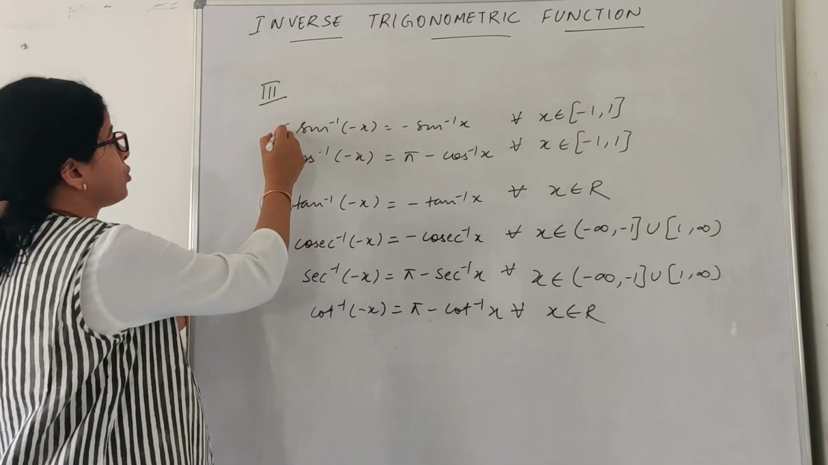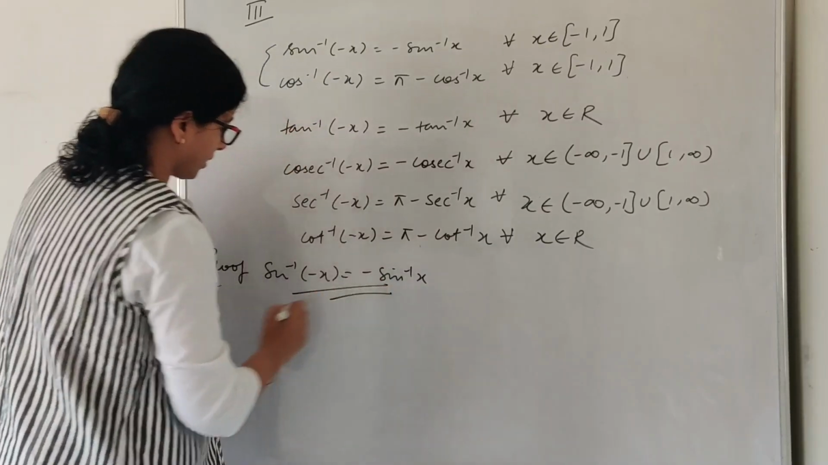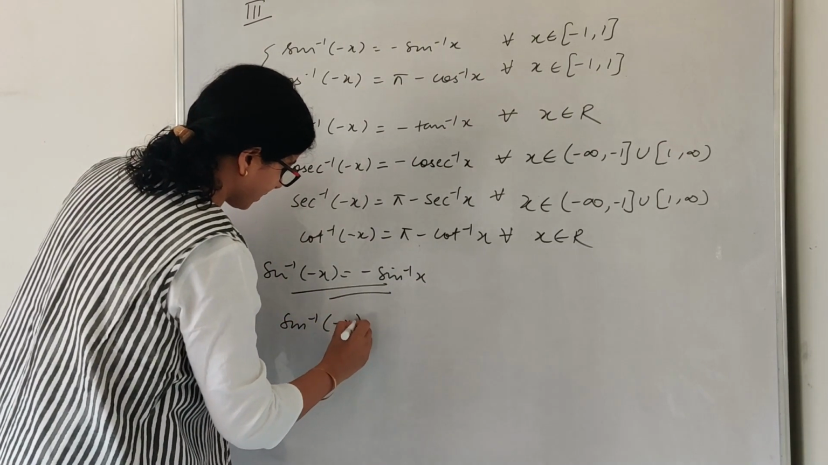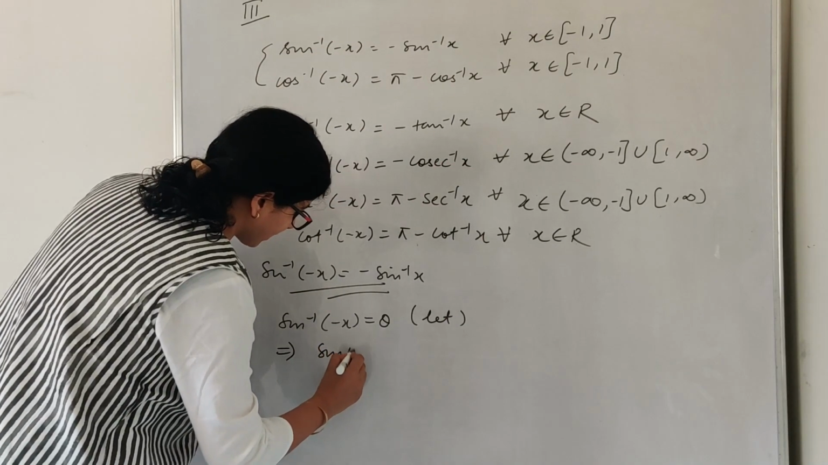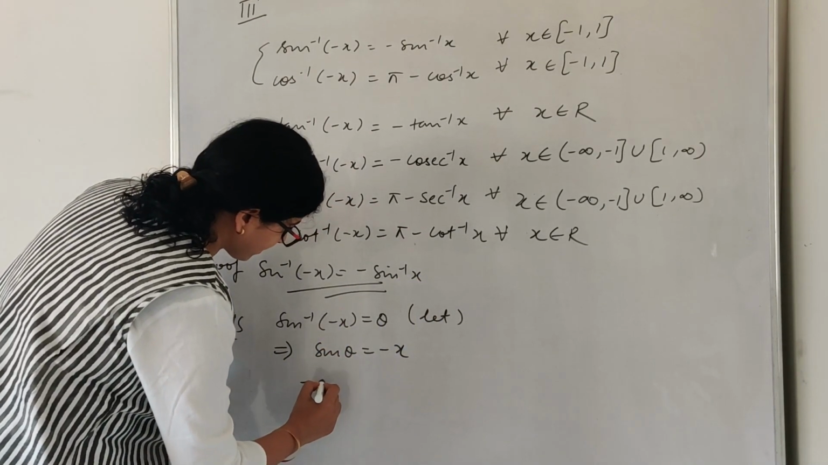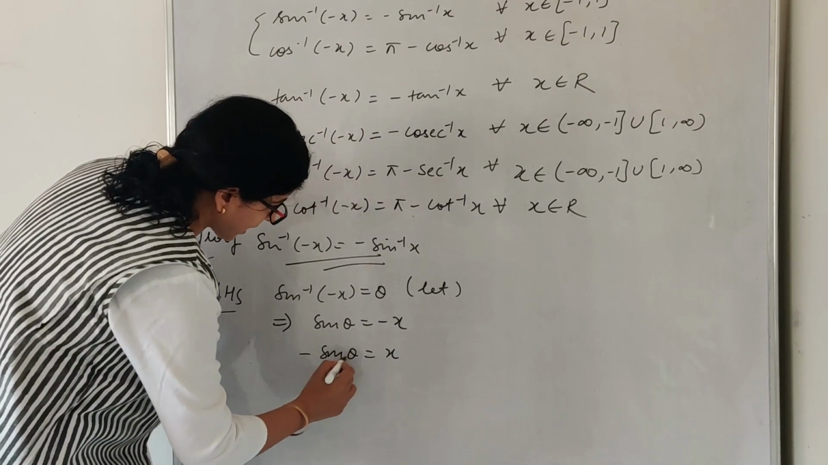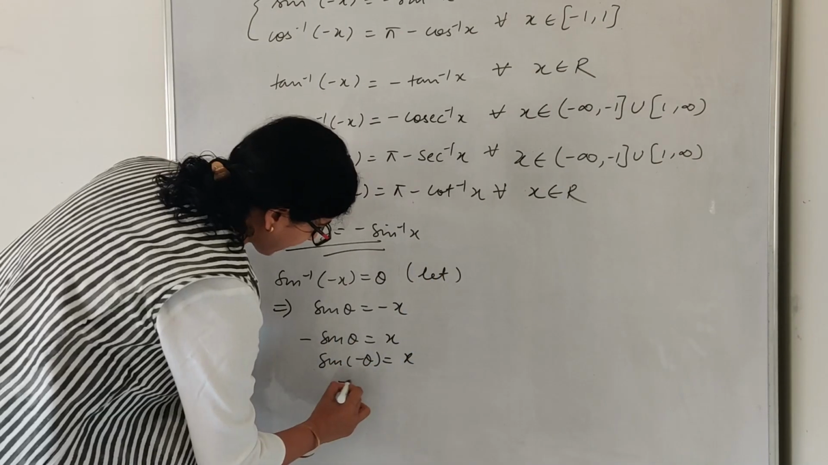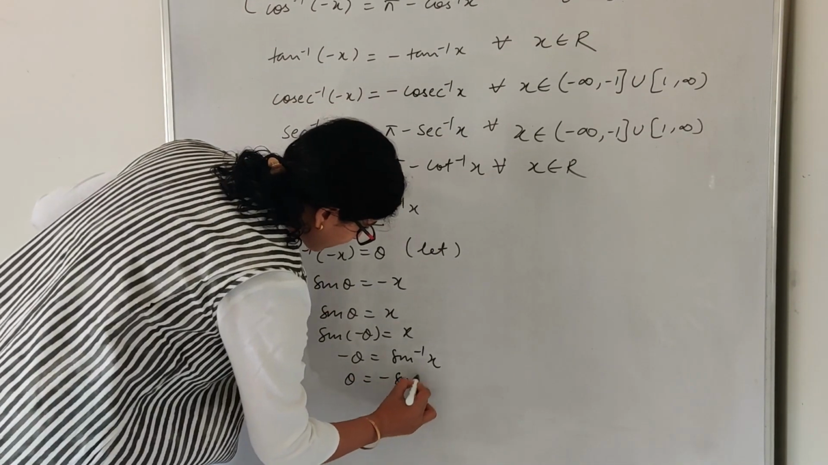Now I'll prove the first two properties. Similarly, we can prove the other properties. So we have to prove this part. I am taking the left hand side. Sine inverse minus x equals theta. This I am assuming. This implies sine theta is equal to minus x, right? And I can write here minus sine theta equals x. Now sine minus theta is equal to x. Minus theta is equal to sine inverse x. Theta is equal to minus sine inverse x.